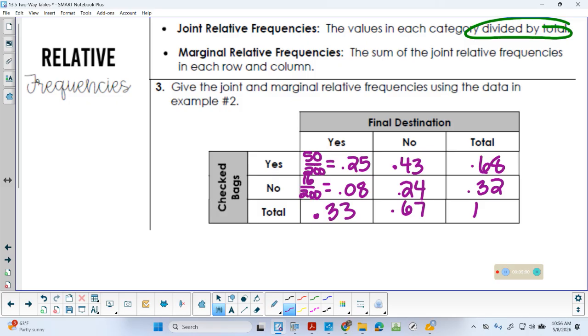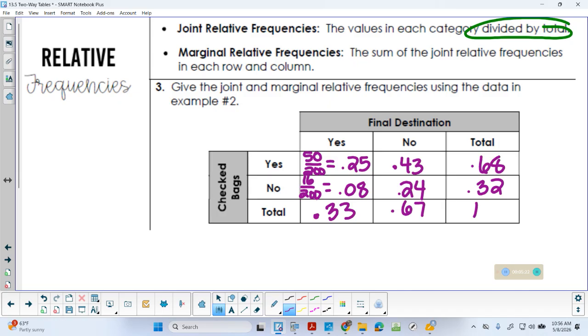1. Now, why do they make you do these? Okay, because I mean, we're pretty good at dividing in here for our probabilities. So now I could look at this super fast. If I asked you, what's the probability that you didn't check a bag and it did make it to the final destination? 8%. I can tell you right now, I can just look at it. What's the probability you checked the bag and it didn't make it to the final destination?